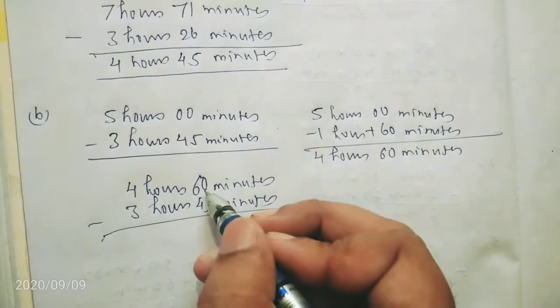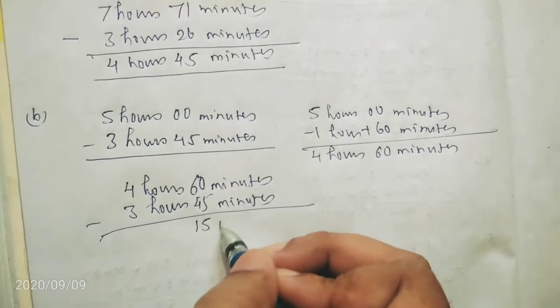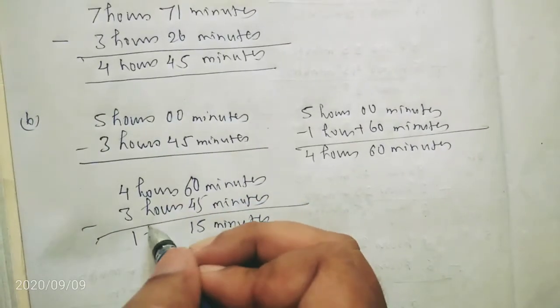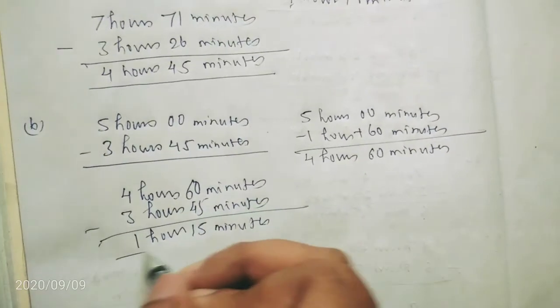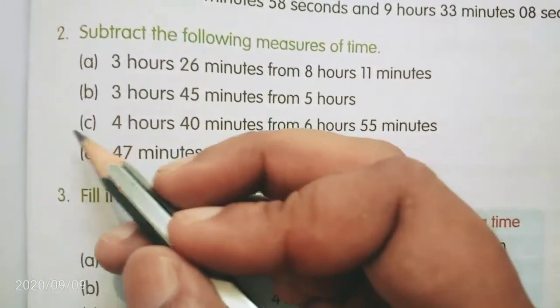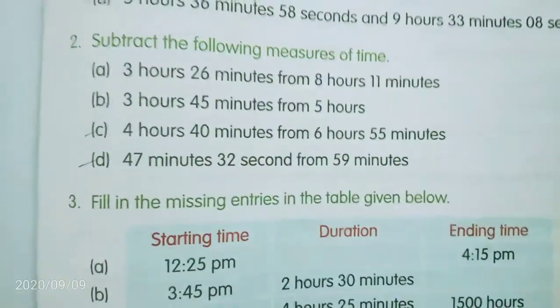So 60 minus 45 is 15 minutes, and 4 minus 3 is 1, so 1 hour. So this is the final answer. Understood? So this A and B I have done. So C and D is your homework.